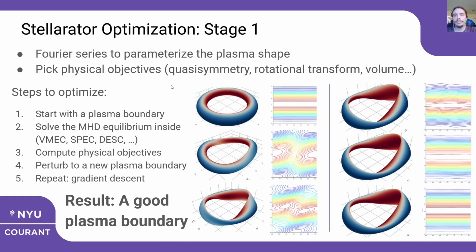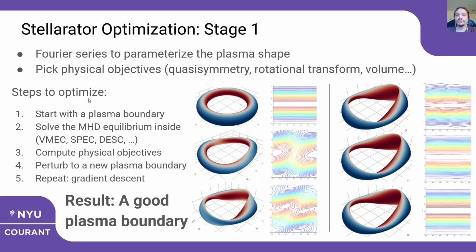So how do we do optimization of a stellarator, starting from nothing? First, we're going to parameterize our plasma shape. To do this, we usually use a Fourier series. Then, we're going to pick some objectives that we want to achieve. For example, maybe we want our stellarator to be quasi-symmetric, we want the helical field lines to bend a certain amount, that's called rotational transform. Maybe we want it to have a certain volume, so that we can do enough fusion.